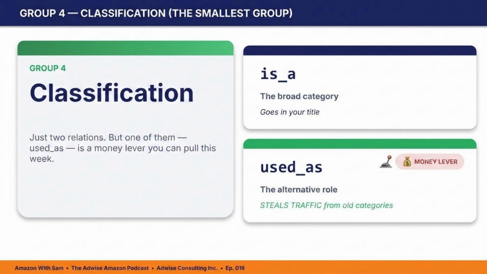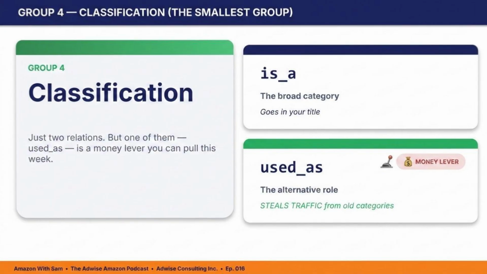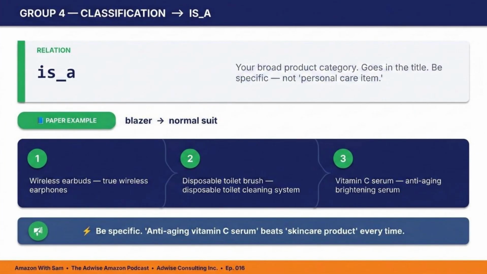Two relations, the smallest group, but used as is the criminally underused one. Group 4, classification, is the smallest group, only two relations, but one of them, used as, is criminally underused, and it's a money lever you can pull this week. Is a is the broad category your product belongs to. The paper's example: a blazer is a formal suit. Wireless earbuds is a true wireless earphones. Disposable toilet brush is a disposable toilet cleaning system. This is the keyword most sellers already get right. They put the category in the title. That's correct. The mistake is using a too-generic category like personal care item instead of a specific category like anti-aging vitamin C serum. Be specific.